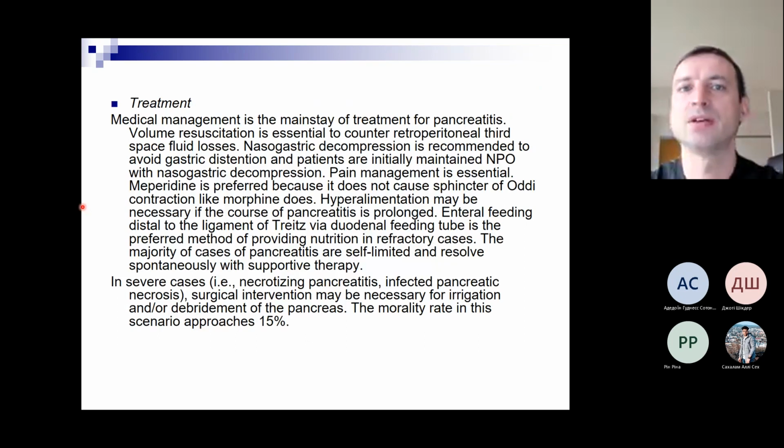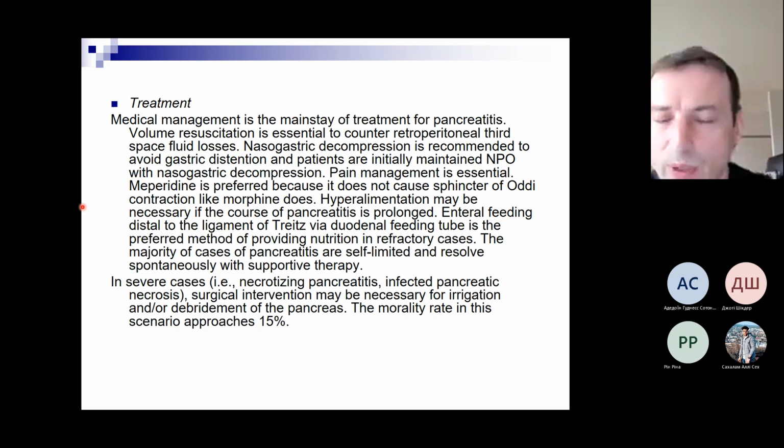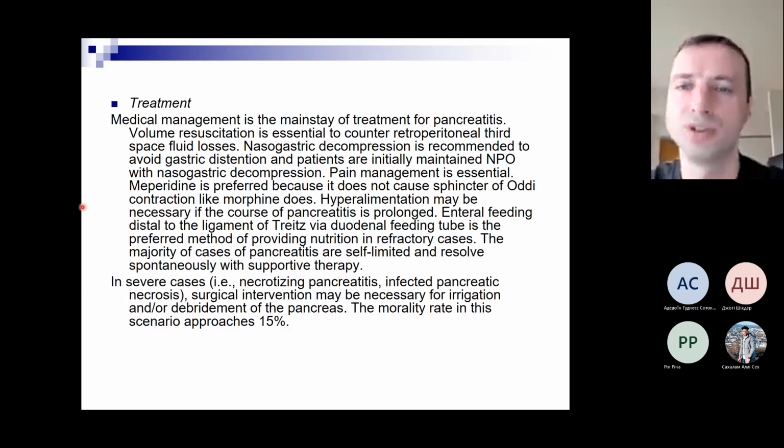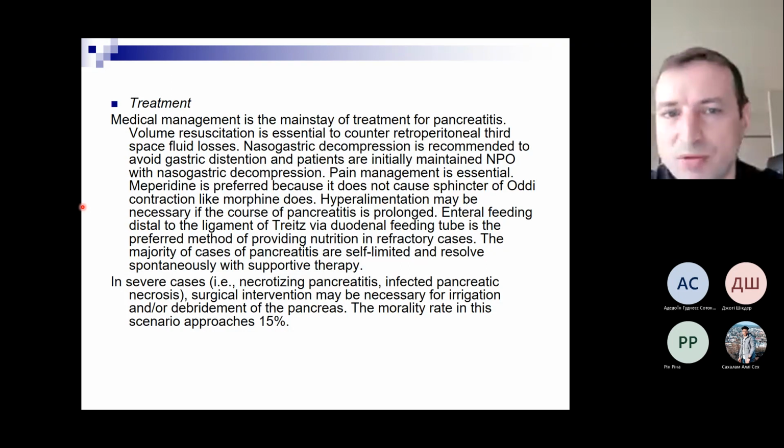Medical management is the mainstay of treatment for pancreatitis. Volume resuscitation is essential to counter retroperitoneal third space fluid losses. Nasogastric decompression is recommended to avoid gastric distension, and patients are initially maintained nothing by mouth with nasogastric decompression. Pain management is essential. Meperidine is preferred because it does not cause sphincter of Oddi contraction like morphine does.